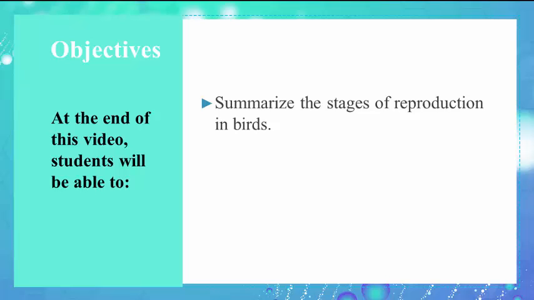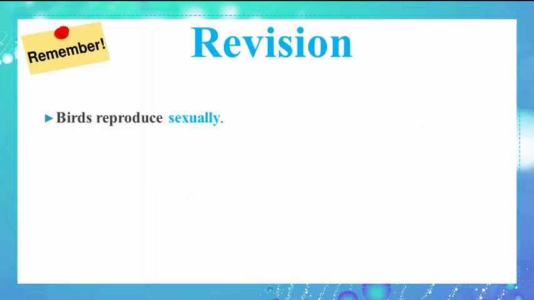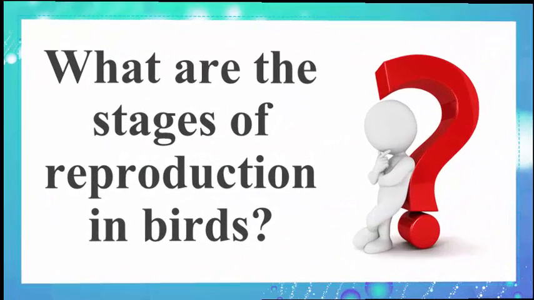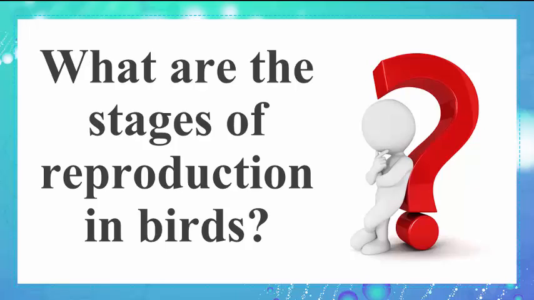At the end of this video, you will be able to summarize the stages of reproduction in birds and define incubation. In the previous video you learned that birds reproduce sexually, and the conditions to obtain chicks are the presence of two parents and incubation of the eggs. But what are the stages of reproduction in birds?